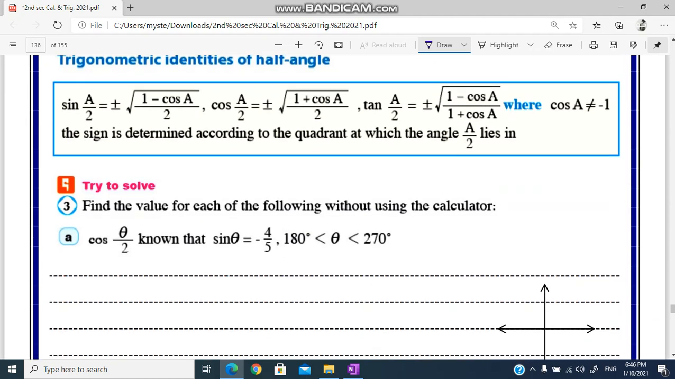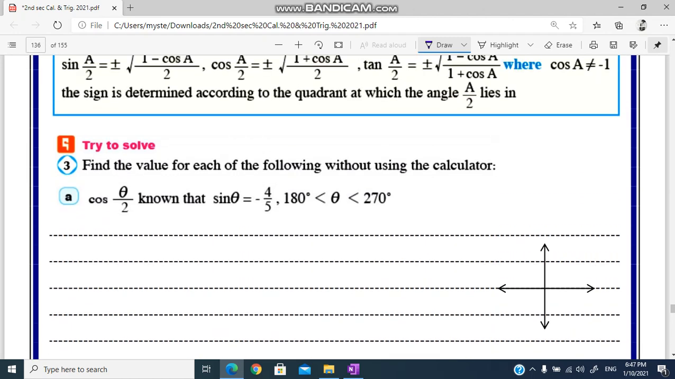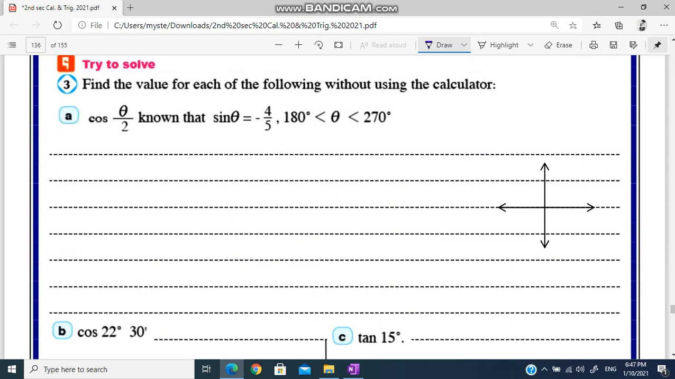So we have here sine A over 2 equals positive or negative root of (1 minus cosine A) all over 2, and cosine A over 2 equals positive or negative root of (1 plus cosine A) over 2, and tan A over 2 equals positive or negative root of (1 minus cosine A) over (1 plus cosine A), where cosine A is not equal to negative 1. The sign is determined according to the quadrant in which the angle A over 2 lies. So let's start to solve examples.